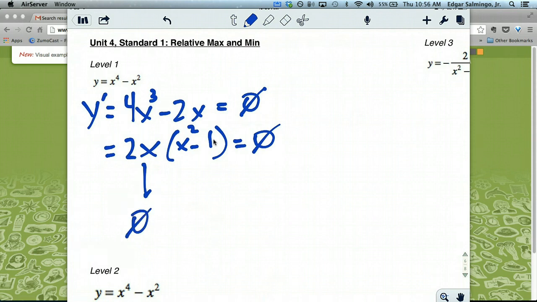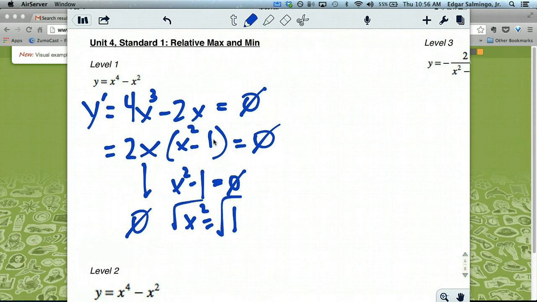And the second one, a lot of people had difficulty with. So if you couldn't do this in your head, you could also do this algebraically. x squared minus 1 has to equal 0. I could add 1 to both sides, and I take the square root of both sides. So x could equal plus or minus 1. So I have 3 critical numbers. Okay, I have 0, plus 1, and I have minus 1.